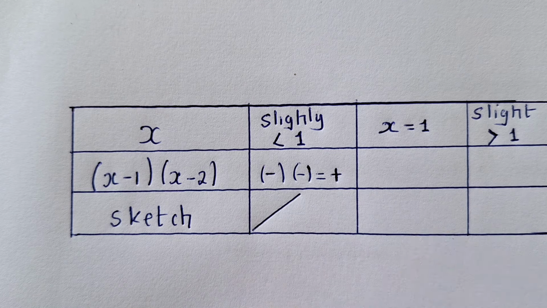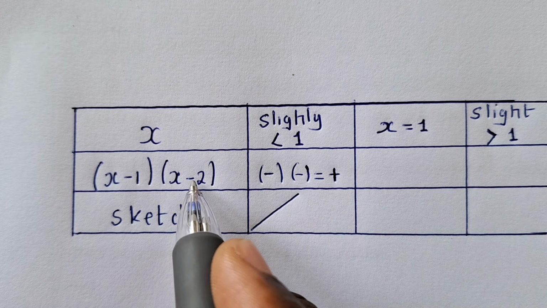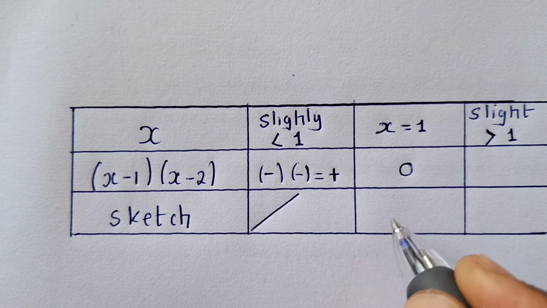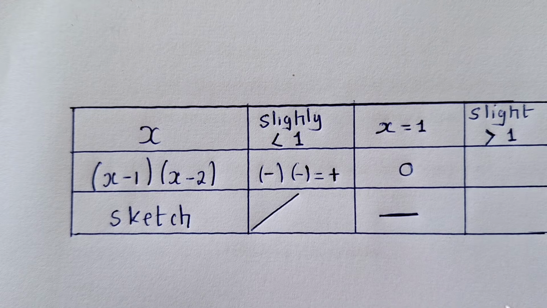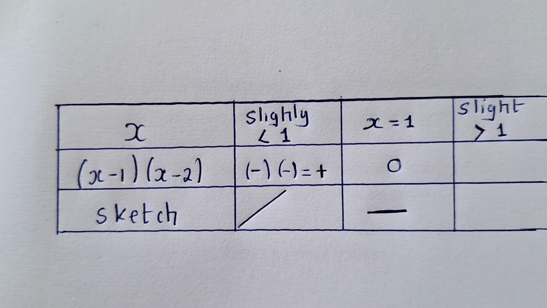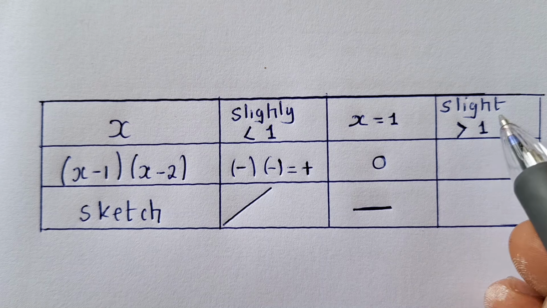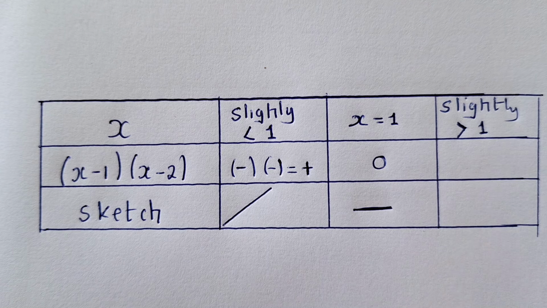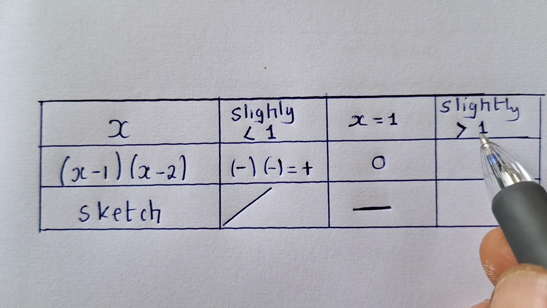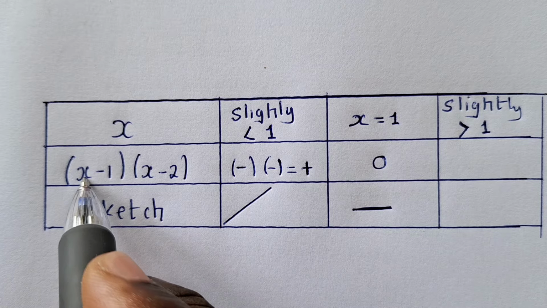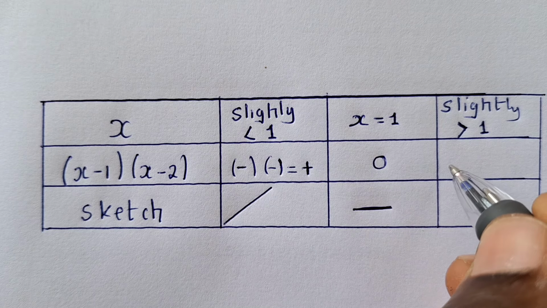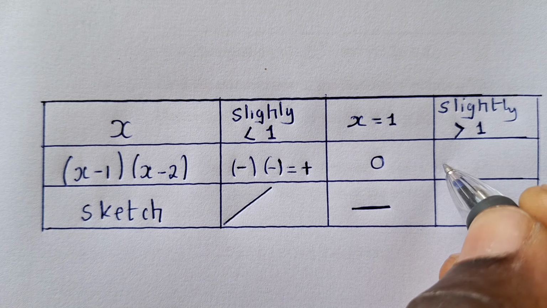It's moving like this. You substitute and you're getting a 0 here. So this is where there is a stationary point. You get a number slightly greater than 1, maybe 1.1, put it here, and you're getting a positive value.